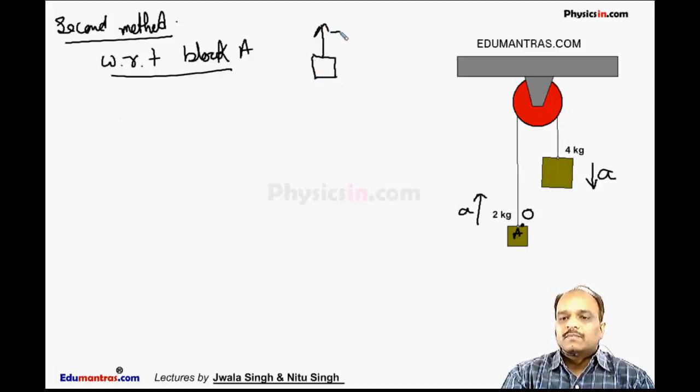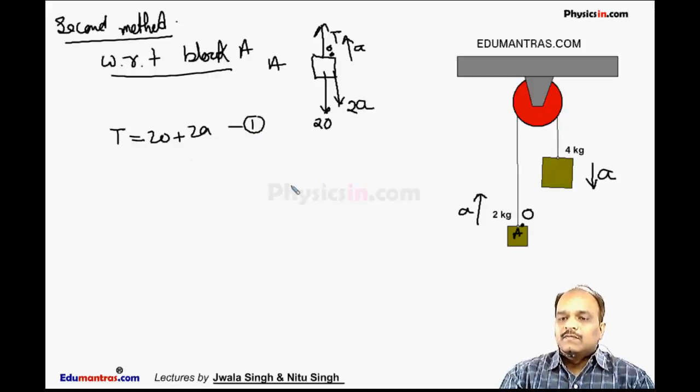The tension will act upward. The weight of this block A is acting downward, that is 20 Newton. And since this observer is going upward with an acceleration A, the pseudo force on this block A will appear downward, that is equal to 2 into A. And as seen by this observer O, this block A appears to be at rest. So we will say T must be equal to 20 plus 2A. This is our first equation.